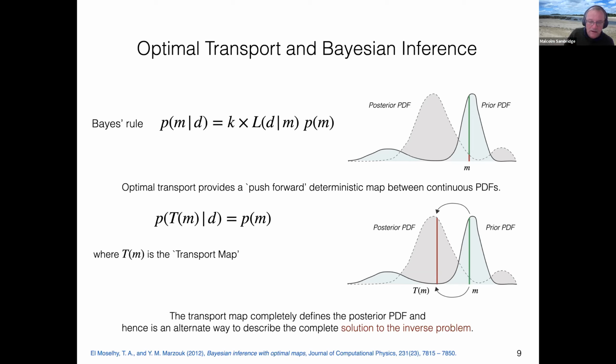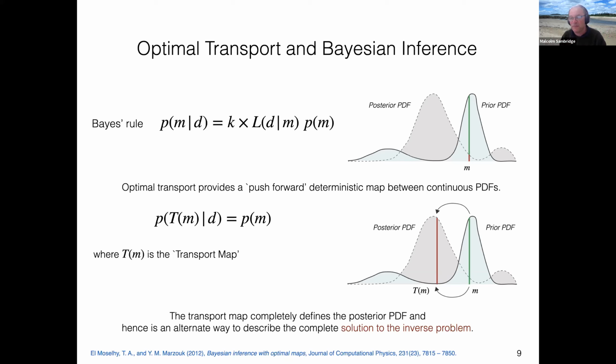Moving down to the lower part of the page, optimal transport provides what we call a push-forward deterministic map between continuous probability distributions. That's the mathematical framework here. One PDF is our pile of sand, the other PDF is our holes of sand. But really, we can think of mapping one probability distribution onto another. Now, in the context of Bayesian inference, what that means is, and I'm just trying to get over the geometrical concept here to compare it to Bayes' rule, is that we have a transport map.